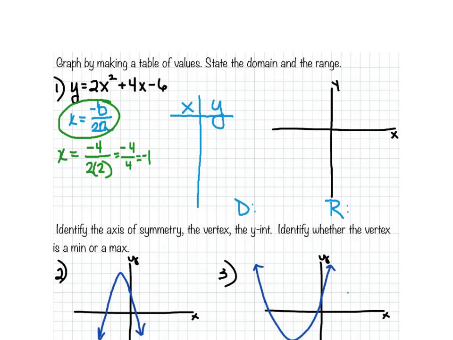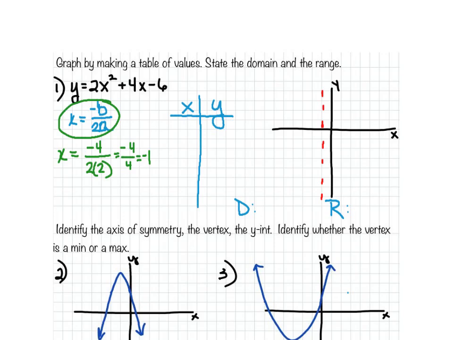I'm going to draw a red dotted line as the axis of symmetry. You don't need to do that, but it's going to help you for this problem to see how the symmetry works. So we know that the parabola is going to be symmetrical, and that axis of symmetry is the red dotted line that I've drawn.